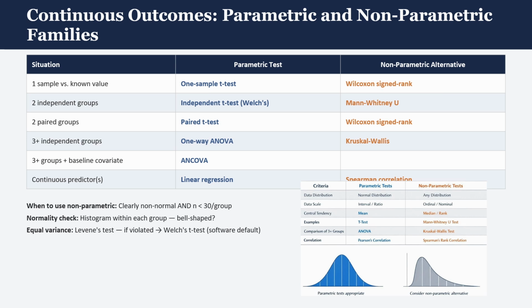For more than 3 groups, you're in ANOVA territory. For predicting a continuous outcome from 1 or more predictors, linear regression, covered in Talk D, and when you have a baseline covariate measured before treatment that you want to control for, ANOVA, covered in Talk C.